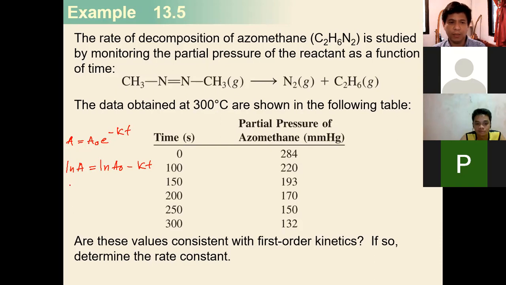This ln of A will be the y, and this ln of A sub O is the y-intercept, plus mx. The x is the time, t, and the rate constant will be equal to this slope. That's all there is to it. Do you have any questions so far with this equation for the first order reaction?